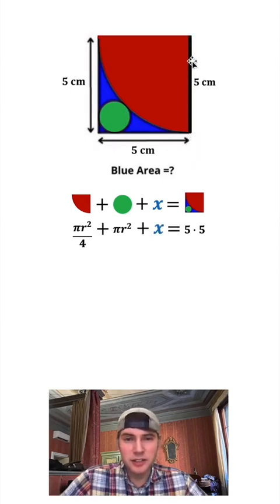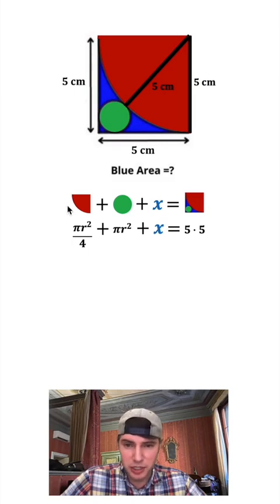This side of the square is the same thing as the radius of the quarter circle, so we can change this r down here into a 5. 5 squared is equal to 25, and we can rewrite this as 25 pi over 4.